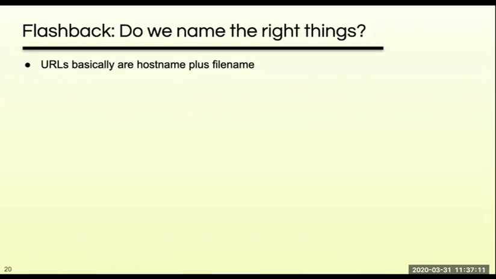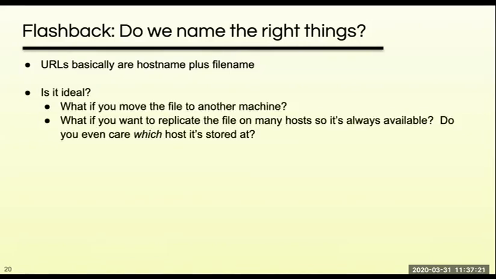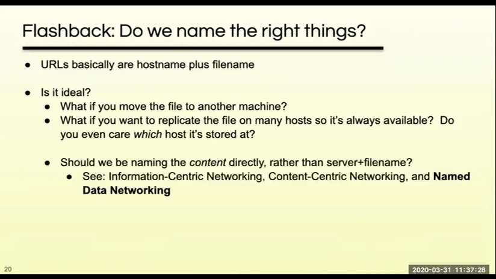From 1,000 feet, URLs are basically a host name plus a file name. And so, there's this question of like, is this ideal? Like, what if you move a file to a different machine? And what if you want to replicate the file on many machines? Just in general, who cares about the machine? We care about the content. And so that kind of notion has led to research like named data networking, which has specifically been working on ways to address and name and store content directly instead of having to associate it with a machine.